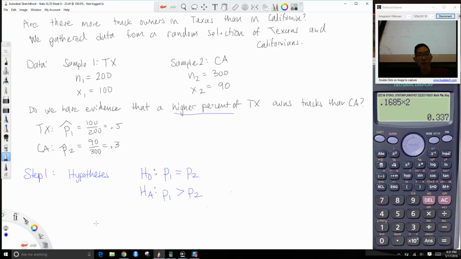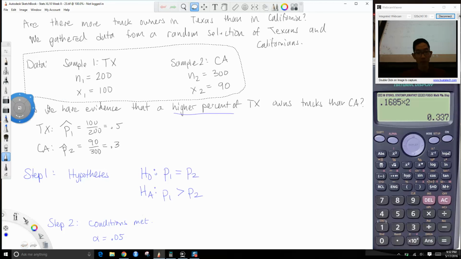Okay? So, all right, step 2, we're going to check conditions, and again, for the sake of time, we're going to say conditions met. I write these problems keeping in mind that I want the conditions to be met, all right? And the conditions are met, and we're going to use alpha equal to 0.05. So we're going to take our data, and we'll do all of our step 3A, 3B, whatever nonsense.